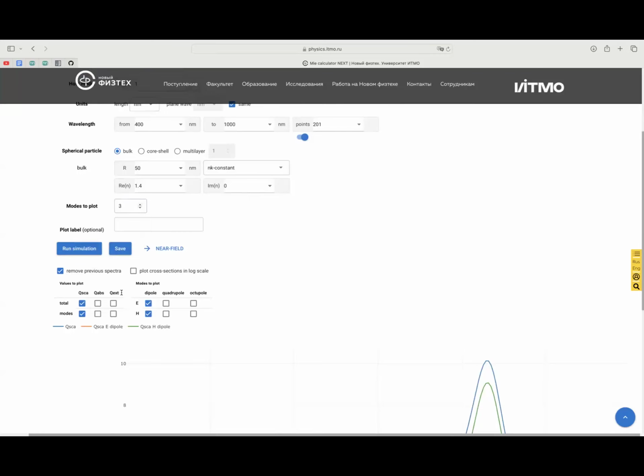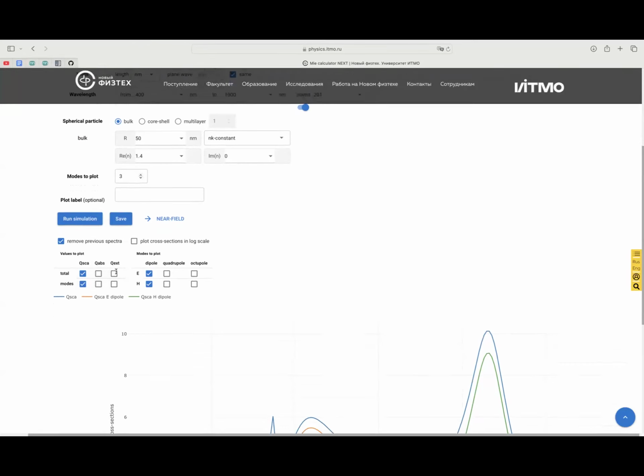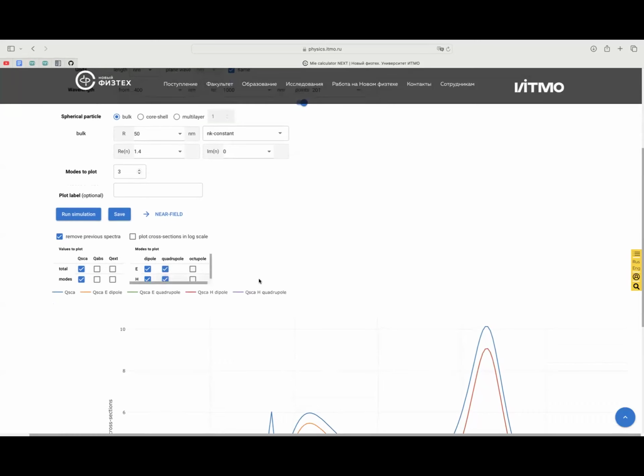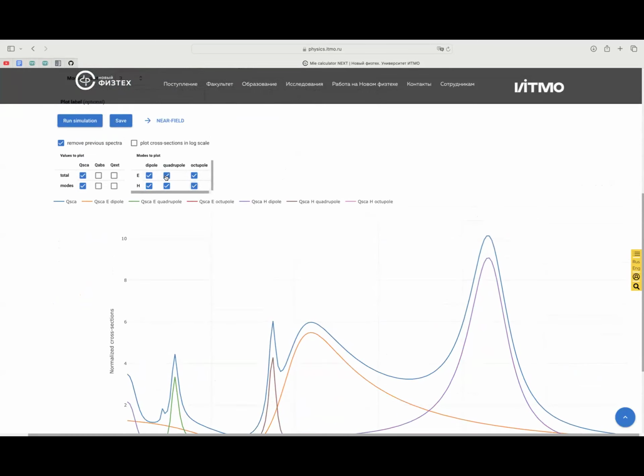And here you choose different quantities to plot. Right now, you just need to know that this Q scattering is the square modulus of these coefficients A, B, and C, but I think later in this lecture I will tell you what scattering, absorption, and extinction are. And here you choose the different contributions of different modes you want to show.